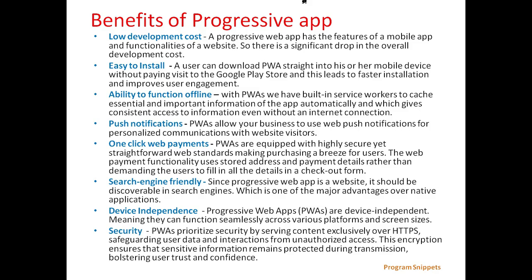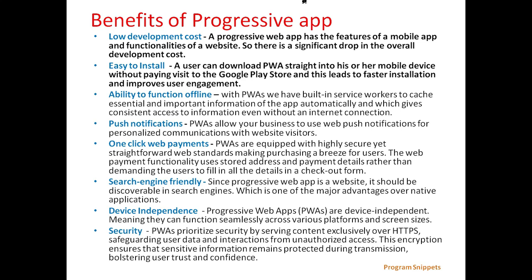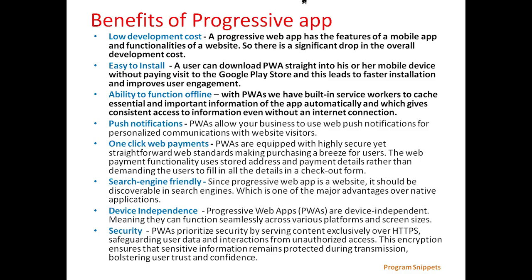Benefits of progressive web apps are low development costs. A progressive web app has the features of a mobile app and functionalities of a website, so there is a significant drop in the overall development cost. Then easy to install. A user can download a progressive web app straight onto his or her mobile device without paying a visit to the Google Play Store, and this leads to faster installation and improves user engagement. Ability to function offline. With progressive web apps, we have built-in service workers to capture essential and important information of the app automatically, which gives consistent access to the information even without an internet connection.